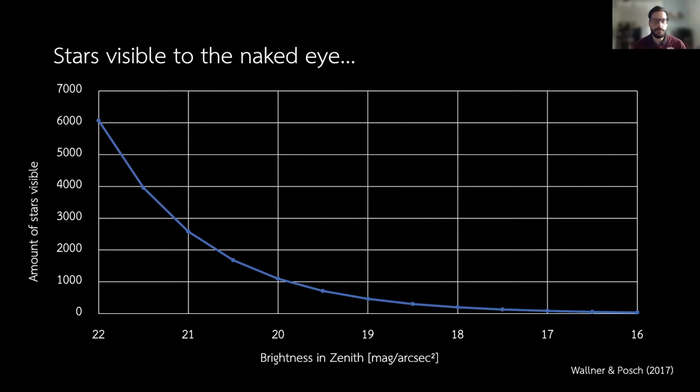So talking about the number of stars which are visible to the naked eye, you can see here the number of stars plotted against the night sky brightness in zenith. Zenith is the highest point of the night sky, which more or less quantifies the light pollution for the whole night sky. The night sky brightness has a number called astronomical magnitudes, which is a logarithmic scale, meaning that between one magnitude, we have a factor of 2.5 of increasing brightness for this night sky.